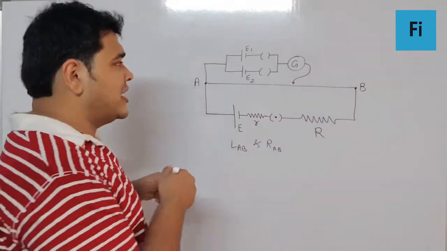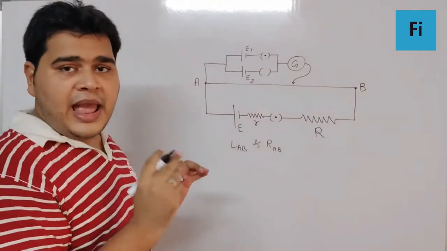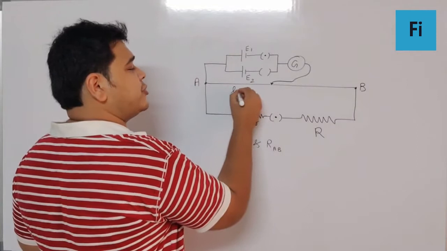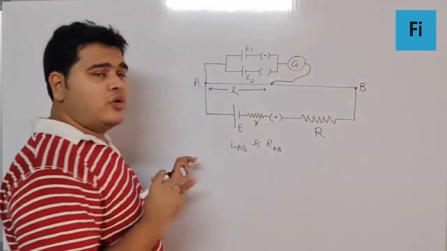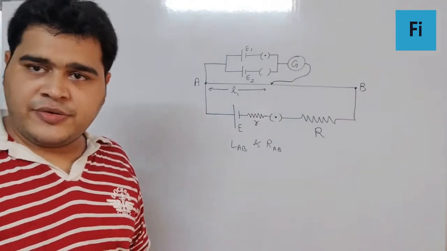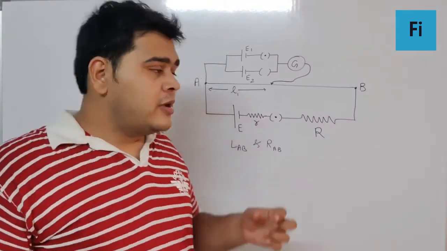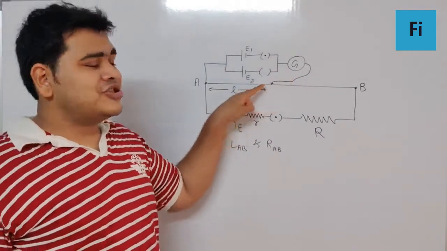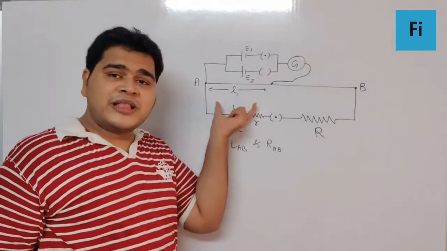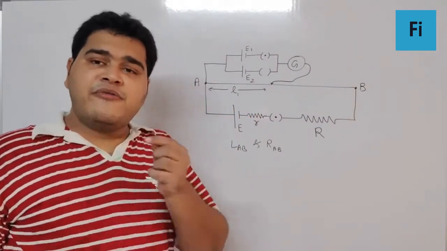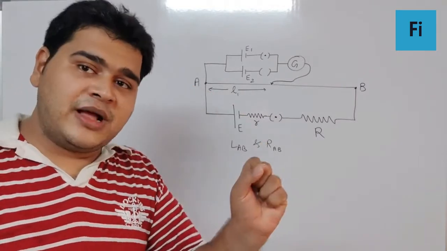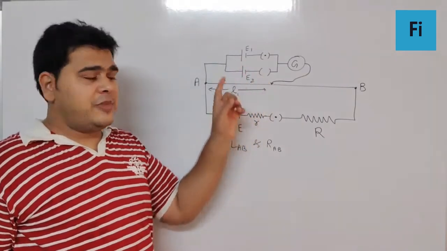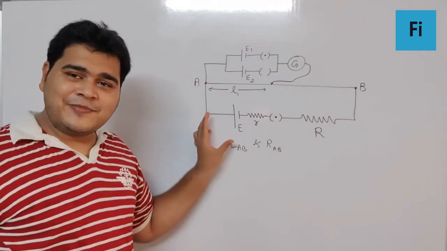Now what if you connect this key over here and you connect the jockey at one point and you get the balance point as L1, where you get zero deflection from the galvanometer? That means to measure L1, don't you think there is no current flowing through this branch, and that is how you get the point L1. Which means when you get the balance point for E1, there is no current flowing from E1. That means the entire current is given from the main cell.